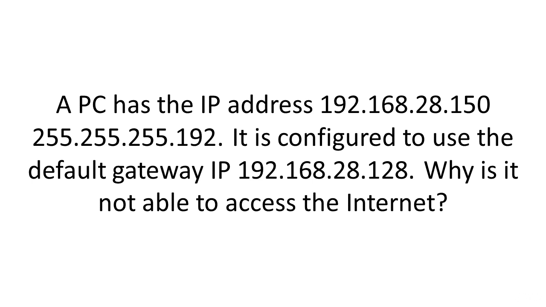What could have happened is that whoever configured the PC accidentally configured the wrong IP address on the PC, and therefore the IP that's been assigned to the PC is not on the same subnet as the router. So if I could rephrase this question, the question is: is 192.168.28.150 on the same subnet as 192.168.28.128?